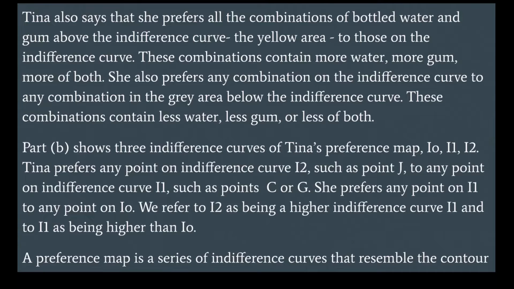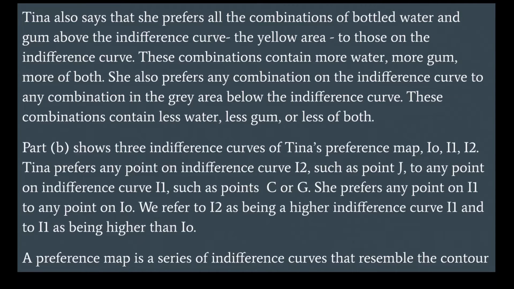Part B shows 3 indifference curves of Tina's preference map: I0, I1, I2. Tina prefers any point on the indifference curve I2, such as point J, to any point on indifference curve I1, such as point C or G. She prefers any point on I1 to any point on I0. We refer to I2 as being a higher indifference curve than I1, and I1 as being higher than I0.